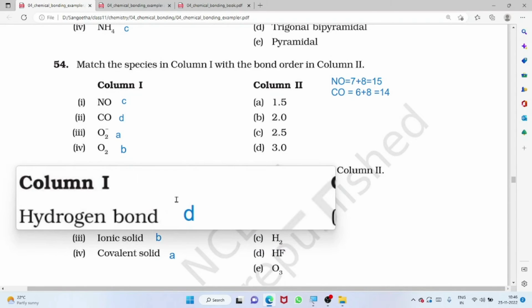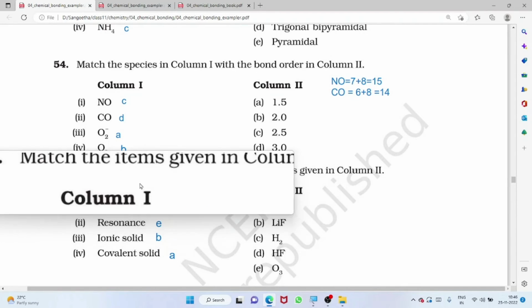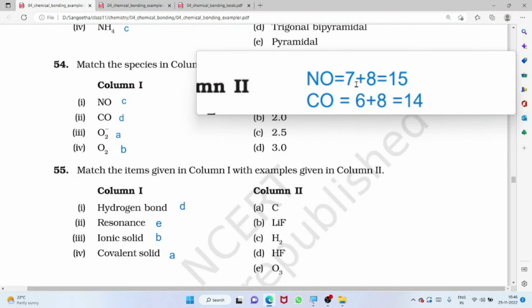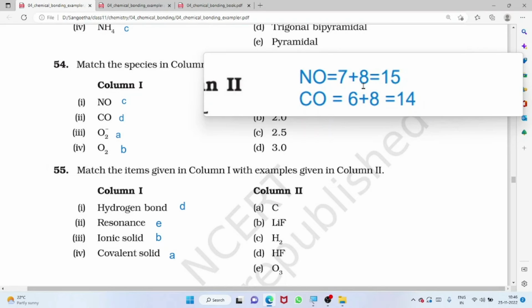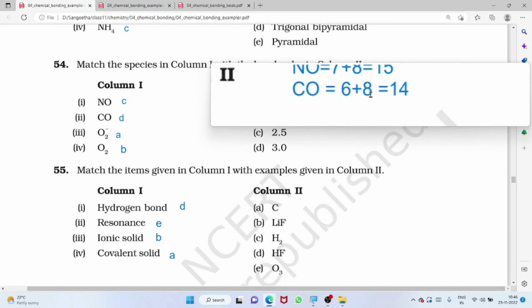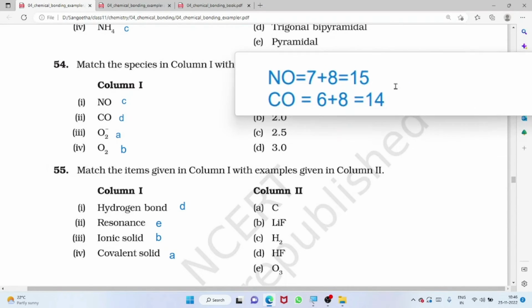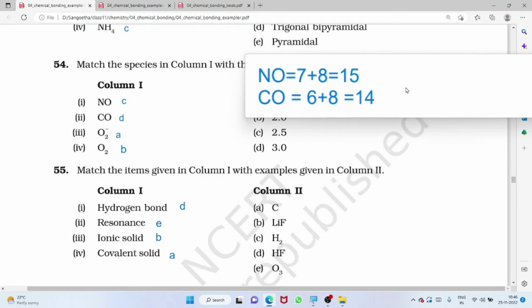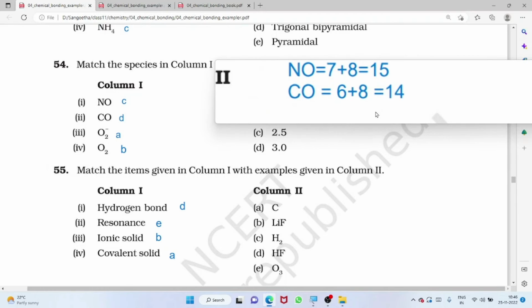Here you see the bond order, how you compute the bond order. The one thing you have to remember is that isoelectronic species have the same bond order. So this is the bond order you can compute for NO with 15 electrons, and you can use the molecular orbital energy levels and find the bond order using the bonding electrons and anti-bonding electrons.